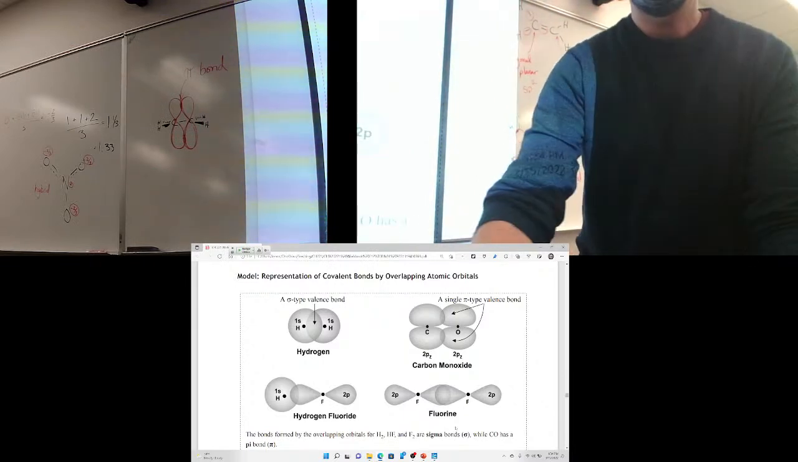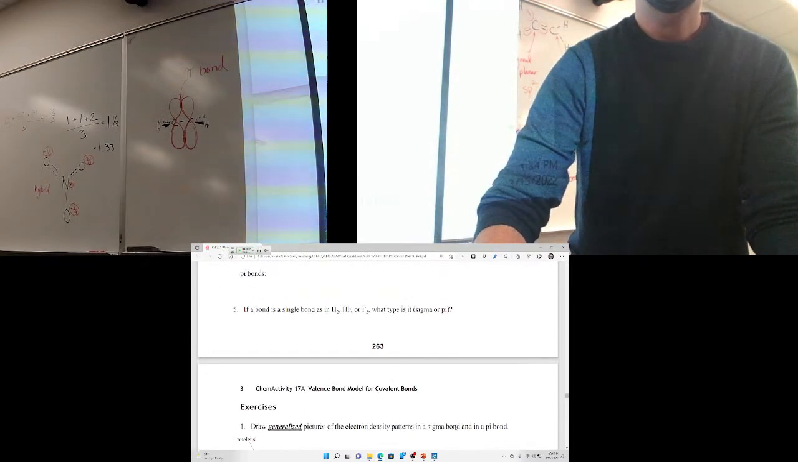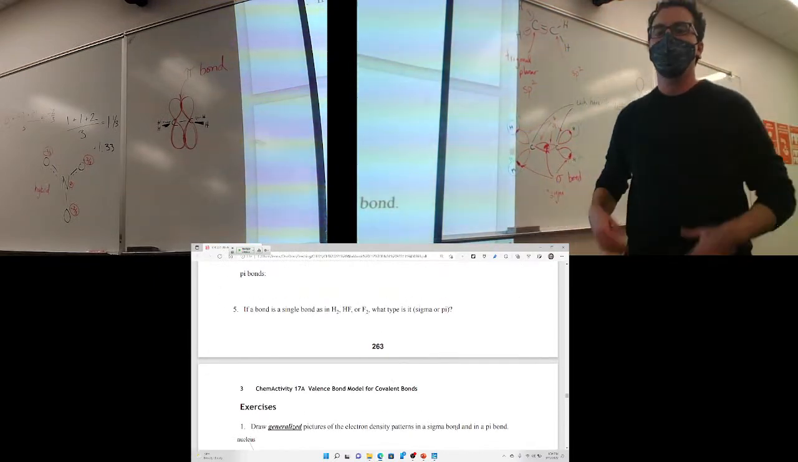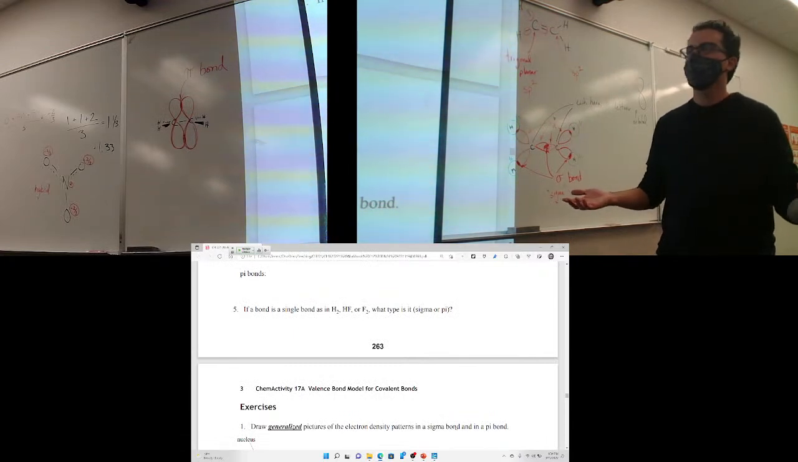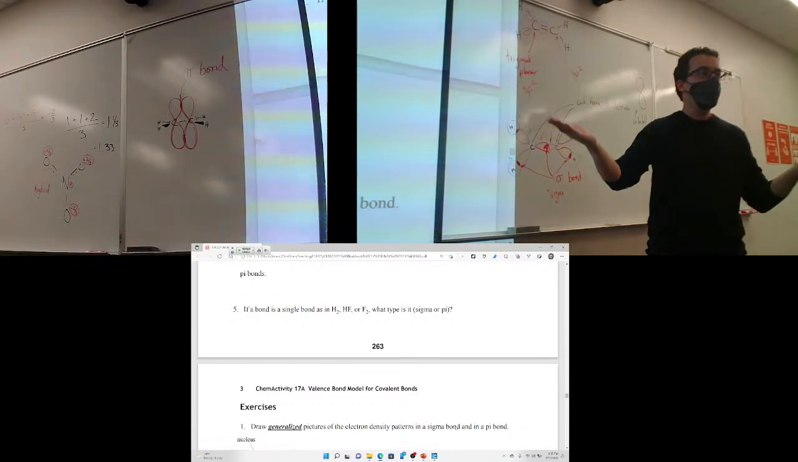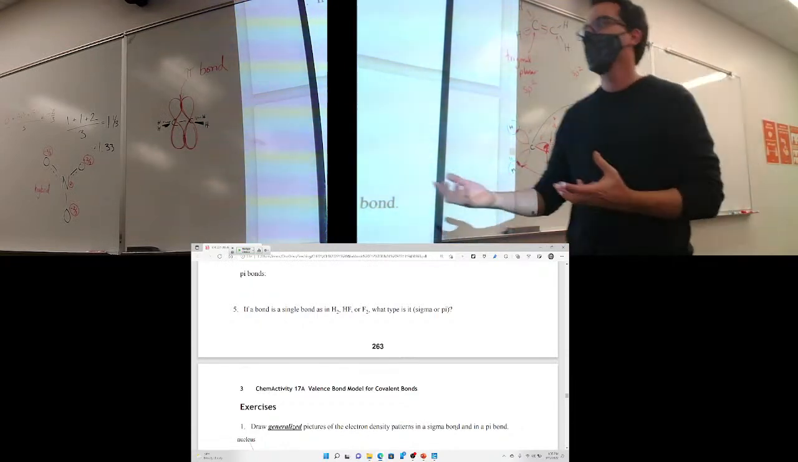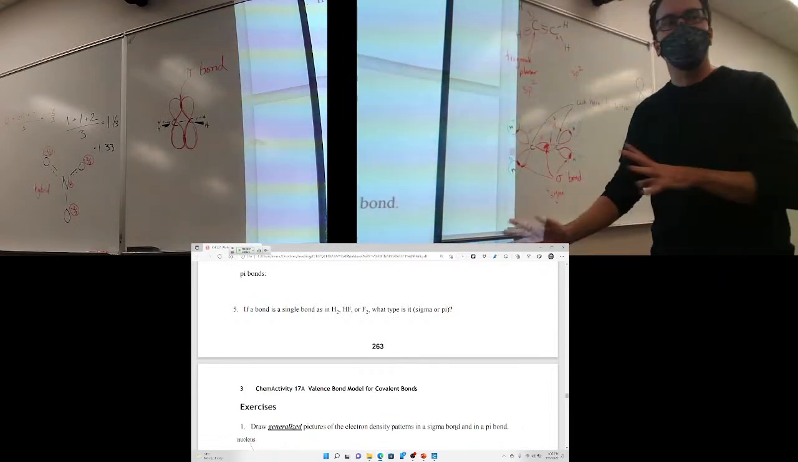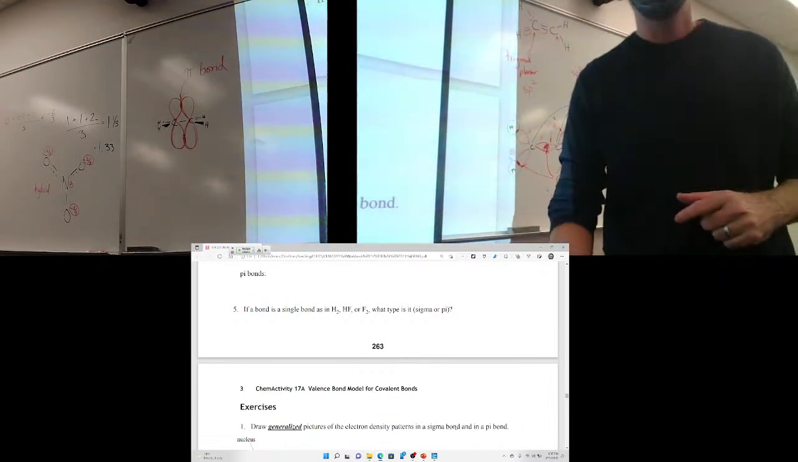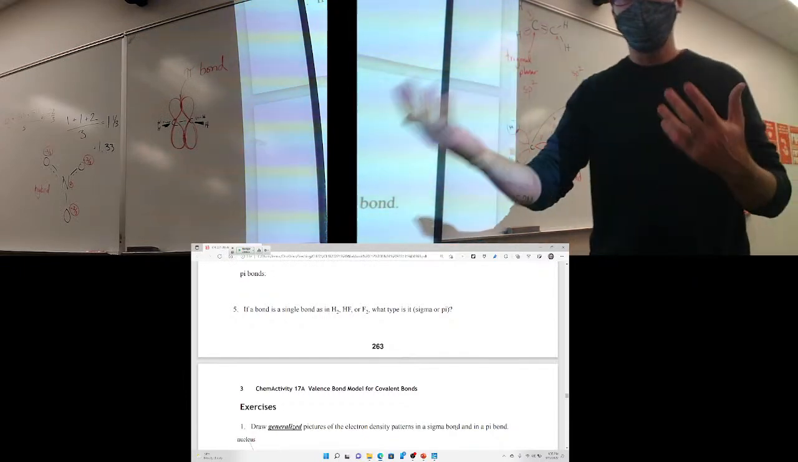And the last one: if a bond is a single bond, what type is it? Sigma. Yes, sigma is always the default first bond for these general structures that we're going to do. You only get the pi bond when you start doing the double bond, and then we'll see the triple bond too.